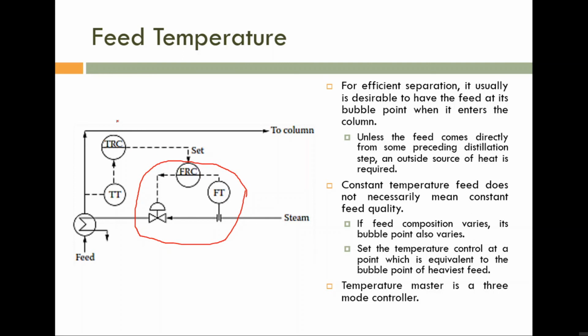Here, normally, TRC, I told you, is the slowest variable. So normally a PID controller, a 3-mode controller, is used in TRC, and here a proportional controller is sufficient for FRC. Is it okay? So this is the feed temperature controller.